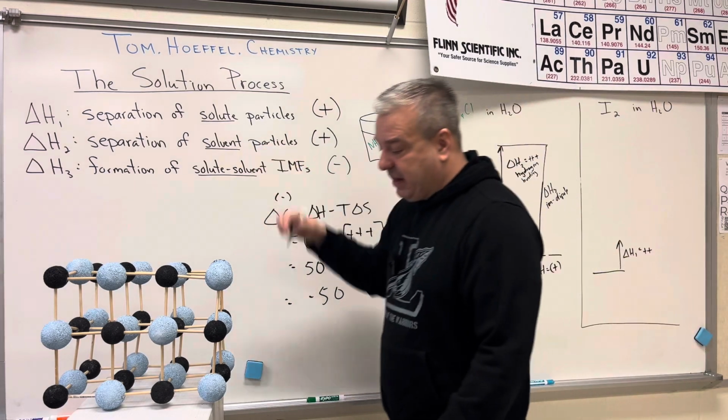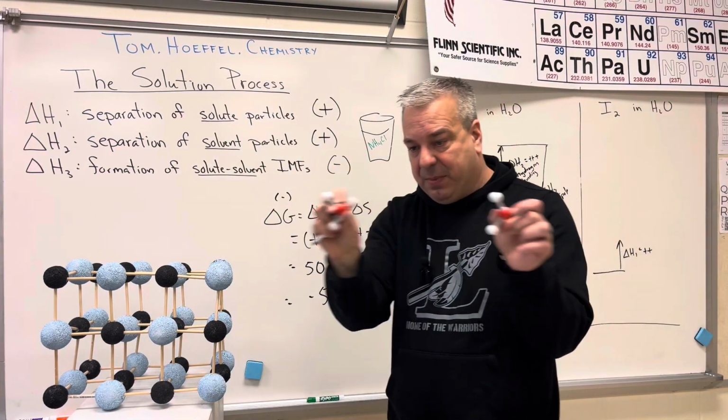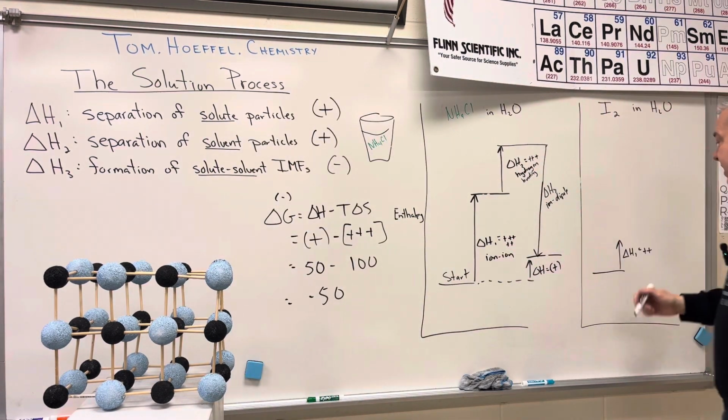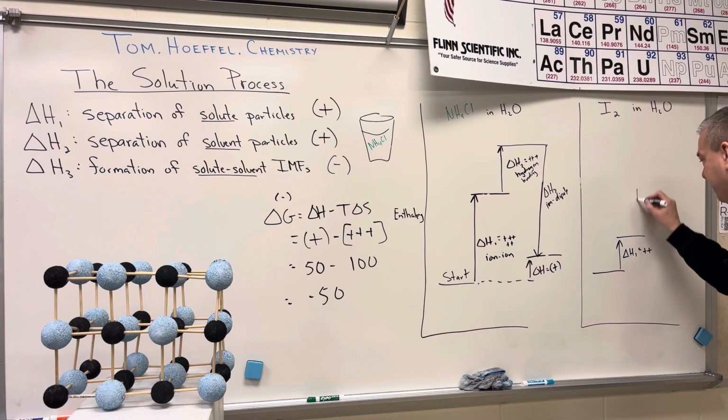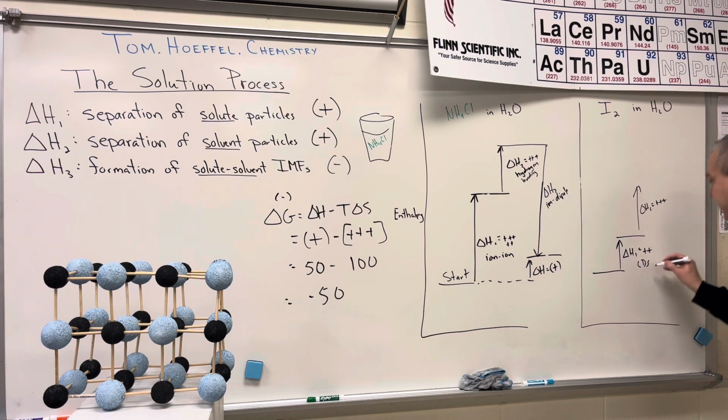Now to separate the solvent particles, remember that's going to be hydrogen bonding. That one's pretty high. We're going to say hydrogen bonding, we use like 3 plus signs. So it would make that one a little bit larger. So delta H2 is going to be positive, positive, positive, right? And this is LDFs, and this is going to be hydrogen bonding.